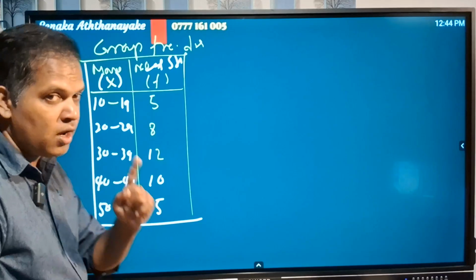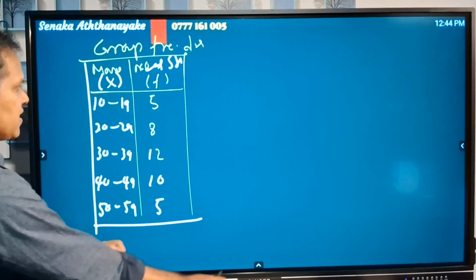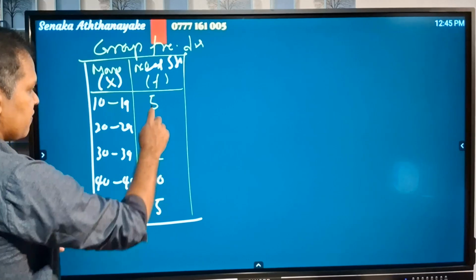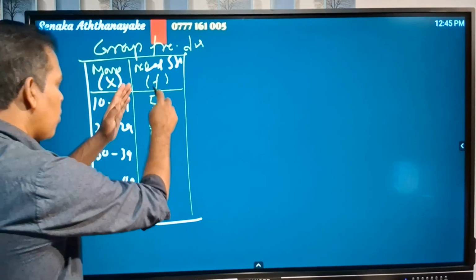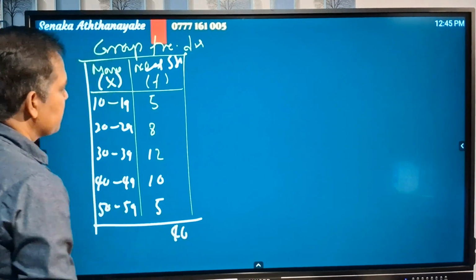Right. Now tell me, how many students are there in this class? Yes, 5 students, 8, 12, 10, 5. These values can all be added, and the answer is 40.